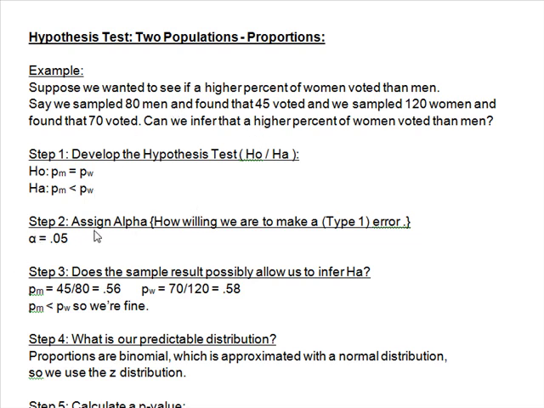Step two is assigning alpha, how willing we are to make a type 1 error, which is wrongly rejecting a true null hypothesis. It doesn't say, so the default is 0.05.